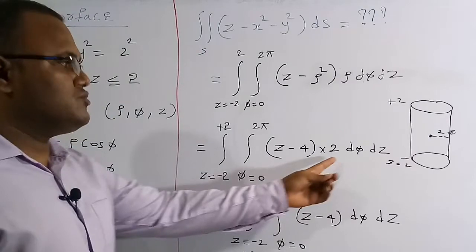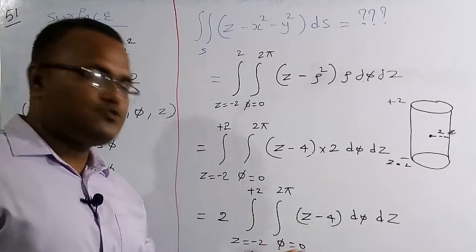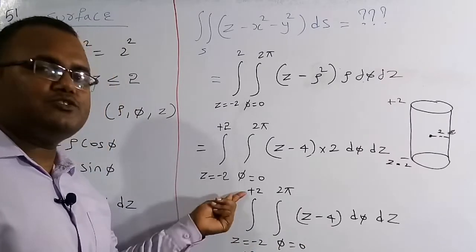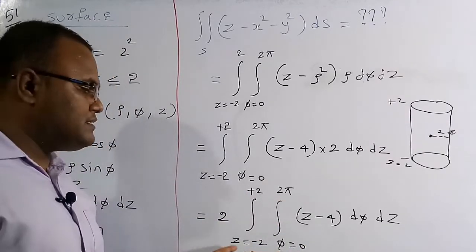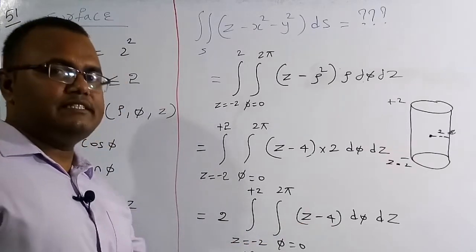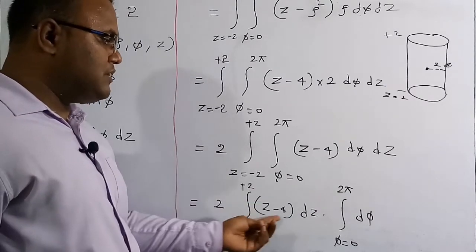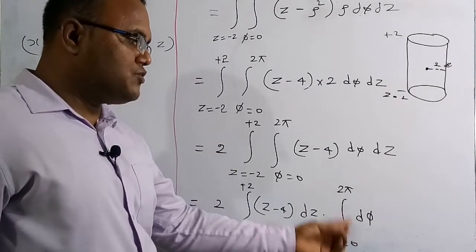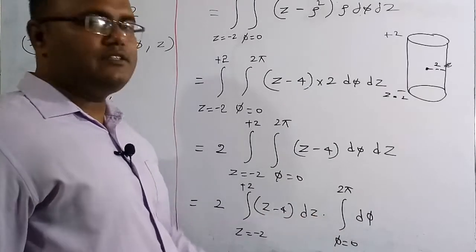So now as 2 is a constant value, I am going to take it outside the double integration. So you can see clearly z is equal to -2 to +2 and phi is equal to 0 to 2 pi, because z is independent of phi and phi is independent of z. So we can go for the separable way of integration. So therefore 2 times the integral from z is -2 to +2 of (z minus 4) dz, times the integral from phi is equal to 0 to 2 pi of d phi. So we have to do the integration of these two things in order to get the solution.